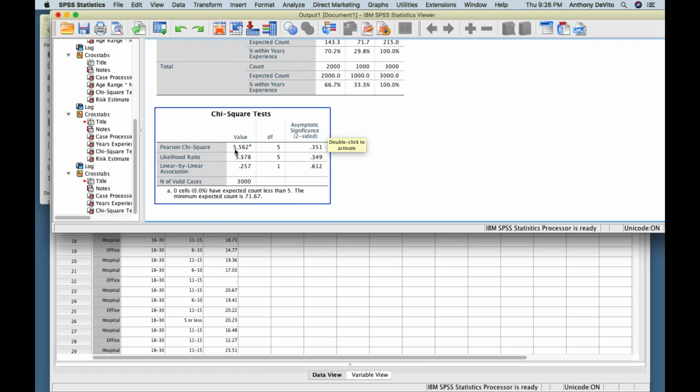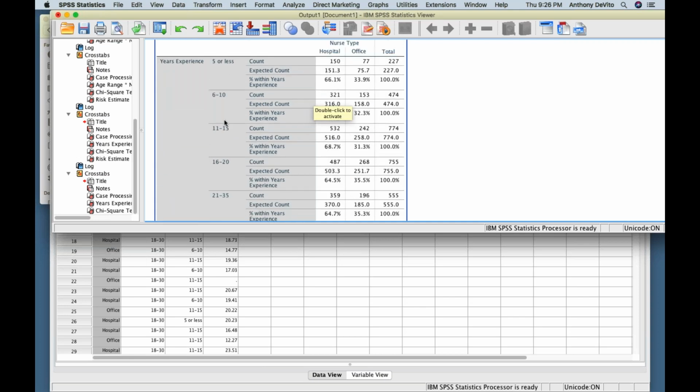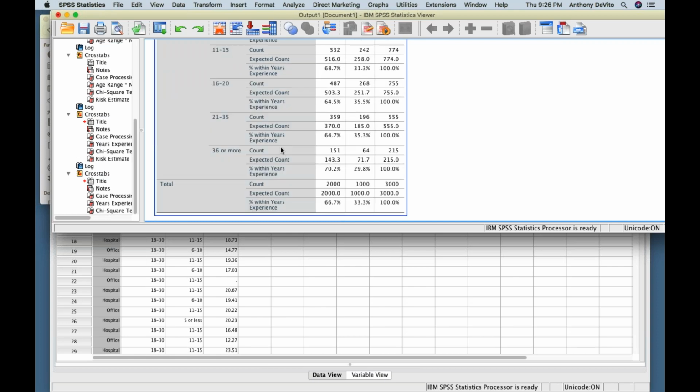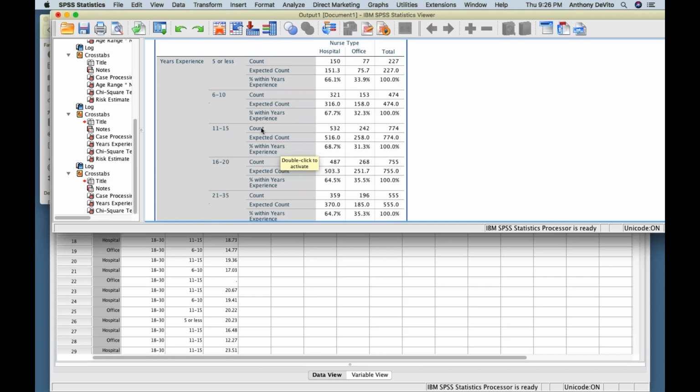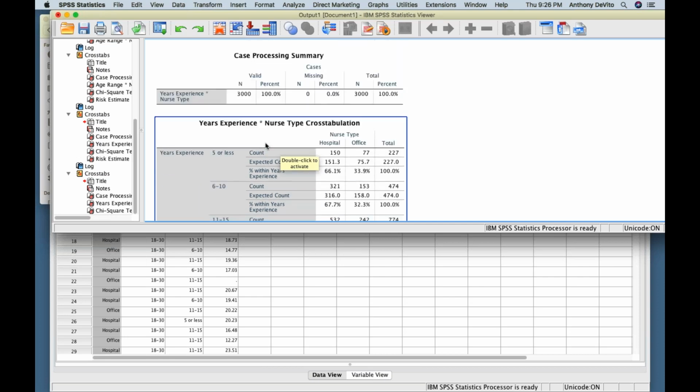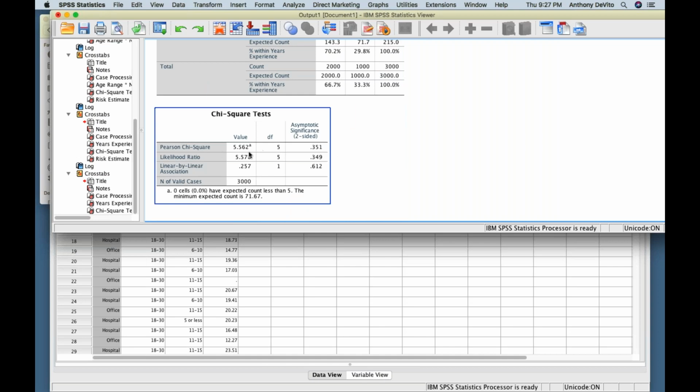Well, our chi-square value is 5.5. Our null hypothesis, again, was that there was no association between years of experience and whether a nurse worked in a hospital or office. Well, 5.5 for 5 degrees of freedom. How do we get 5 degrees of freedom? 1, 2, 3, 4, 5, 6 categories, 6 rows, right? So 6 minus 1 is 5, and 2 columns, 2 minus 1 is 1. 5 times 1 is 5 degrees of freedom. So 5.562 for chi-square at 5 degrees of freedom gives us a p-value of 0.35.